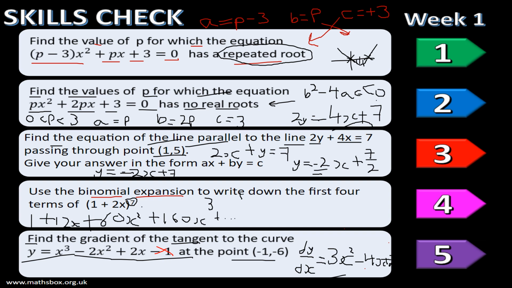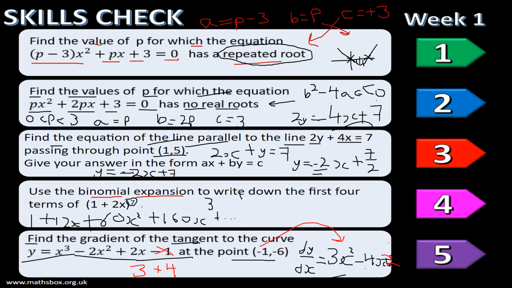Now I'm going to sub in -1 to work out my gradient at that point. I'm going to have 3 lots of (-1)^2, so that'll be 3, minus 4 times -1, that'll be plus 4, and then plus 2 at the end. It should be a plus 2 there. Sorry about that, guys, it's my fault.